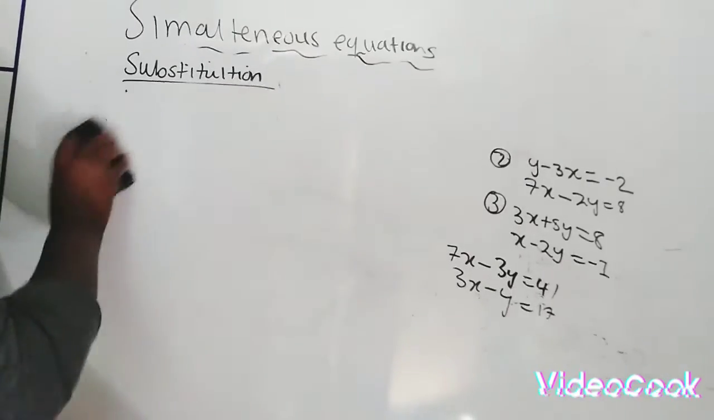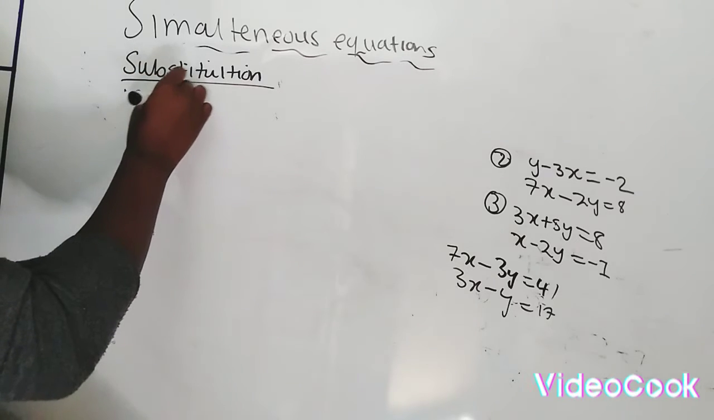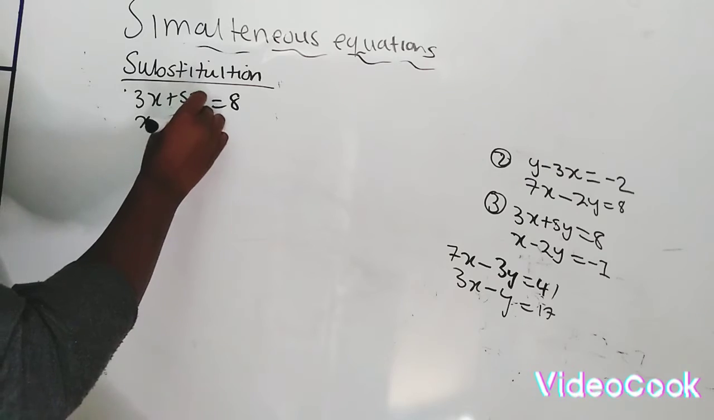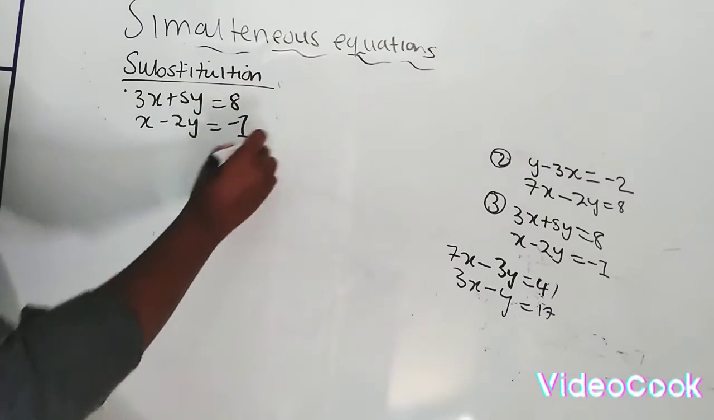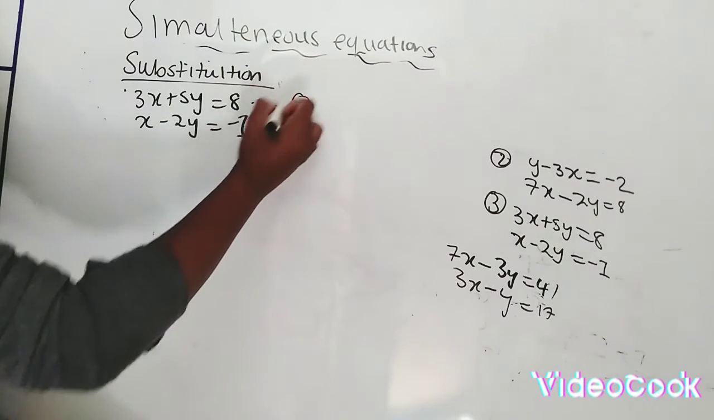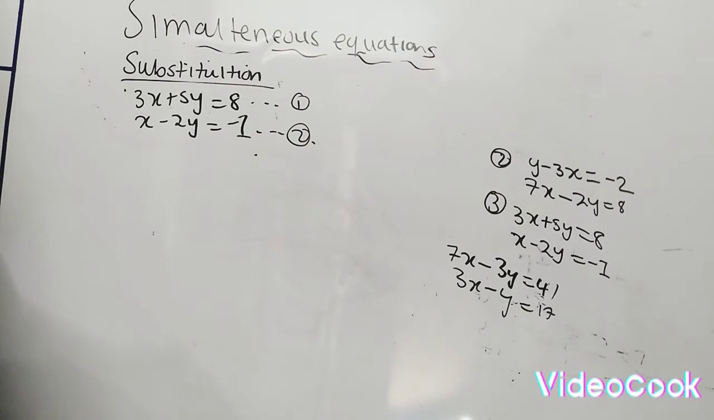We have 3x plus 5y is equal to 8. The other one is x minus 2y is equal to negative 1. Someone might ask me, which equation do you choose to make equation 3? How do you choose? Because this is equation 1, this is equation 2. What tells you which equation to choose?